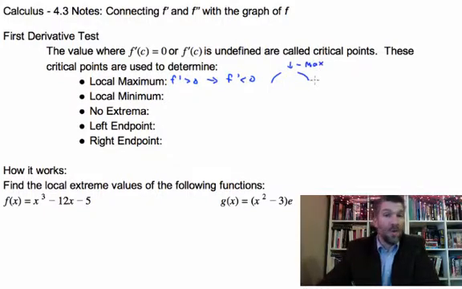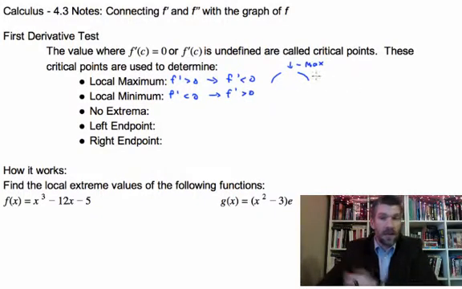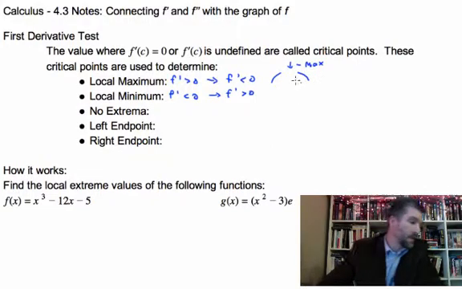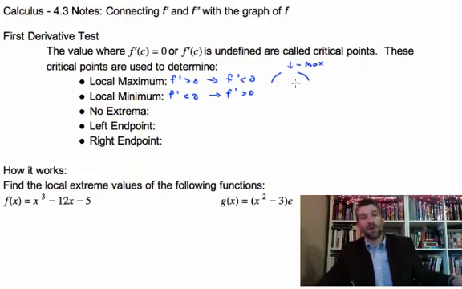What about a local minimum? You start off with the derivative being less than 0, and then you switch, and your derivative becomes greater than 0. Just like what we just looked at, except in reverse. We're first going down, then we're going up. What happens if you have no extrema?